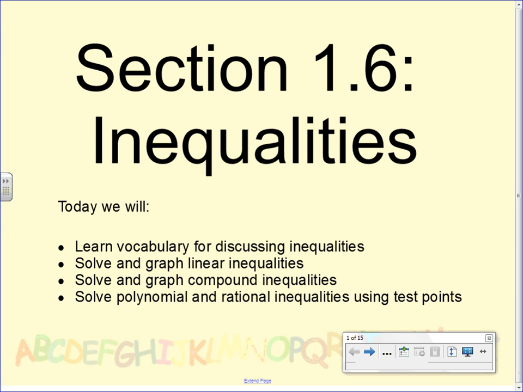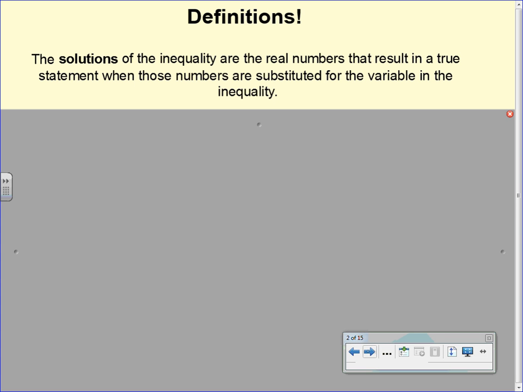So inequalities, we're going to just start with a couple review terms that you are going to see pop up with inequalities. By all means, do not write this down word for word. I would only write down what you feel like is necessary here. First definition, the solutions of an inequality are the real numbers that result in a true statement when those numbers are substituted in for the variable in the inequality. So pretty much anything that gives you a true statement is considered a solution.